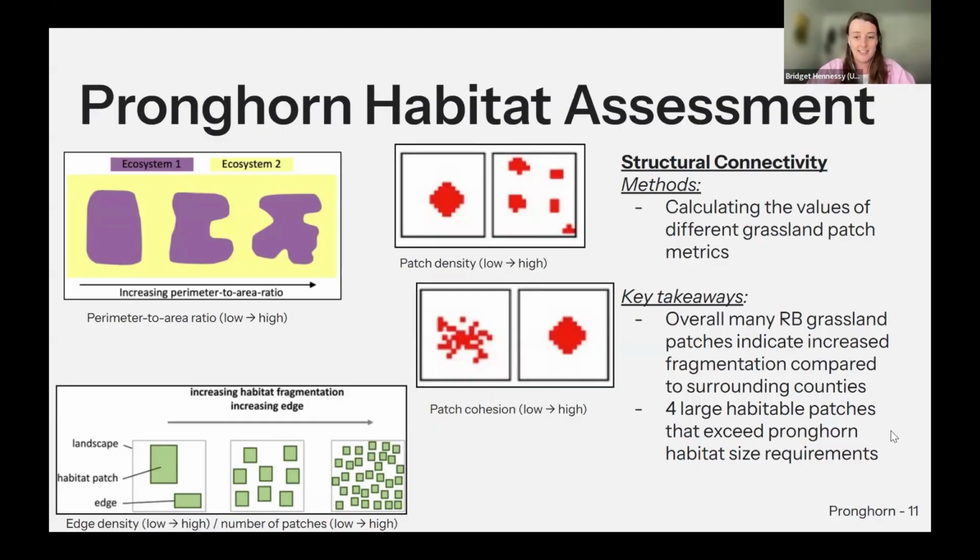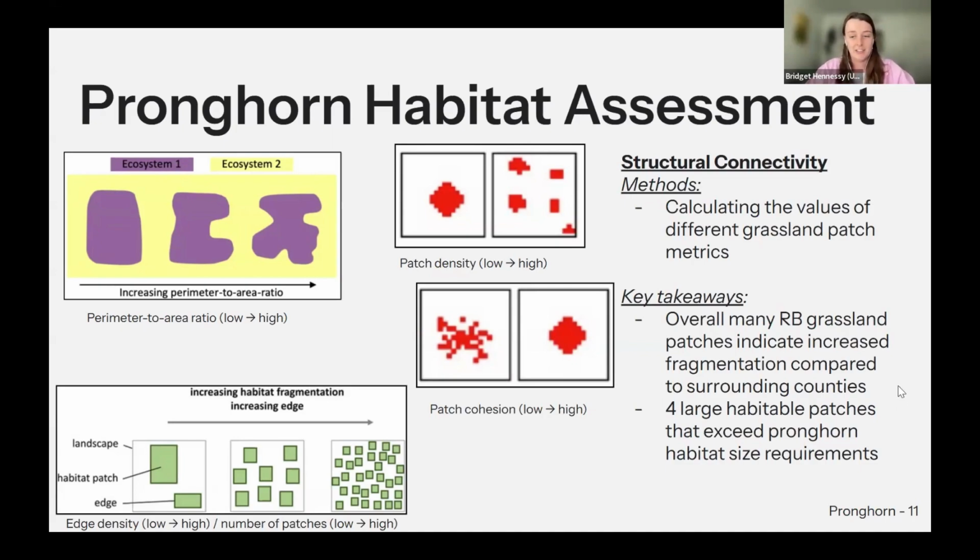And then patch cohesion is this last one, this lower red figure. It's how physically connected or clumped up a patch is to itself. Higher patch cohesion means that the patch does not have little perforations that could grow into complete divisions in the patch. And landscapes with high structural connectivity and high ecological connectivity would have a low perimeter to area ratio, low edge density, low number of patches, low patch density, and high patch cohesion. And all of this would signal nice connectivity in the region.